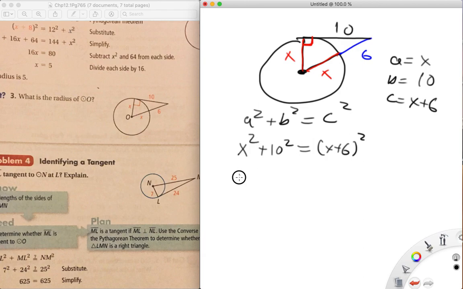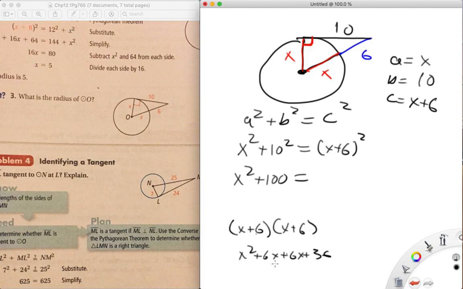So this is going to be x squared plus 100. This is going to be FOIL, right? We can do this in a couple ways. This is the same thing as saying x plus 6 times x plus 6. Then we use FOIL. X times x is x squared. X times 6 is 6x. 6 times x is 6x. 6 times 6 is 36. Combined, we get x squared plus 12x plus 36. That's one way of doing it.